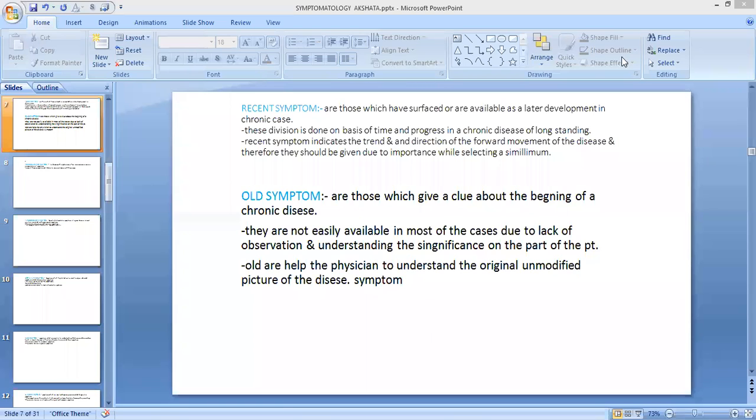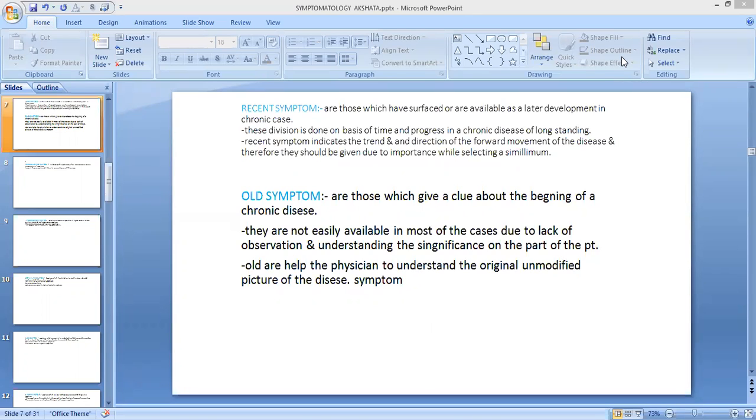In the last lecture, we discussed recent symptoms and old symptoms. So, what is a recent symptom? Recent symptoms are those which have surfaced or are available as a later development in a chronic case. This division is done on the basis of time and progress in a chronic disease of long standing.